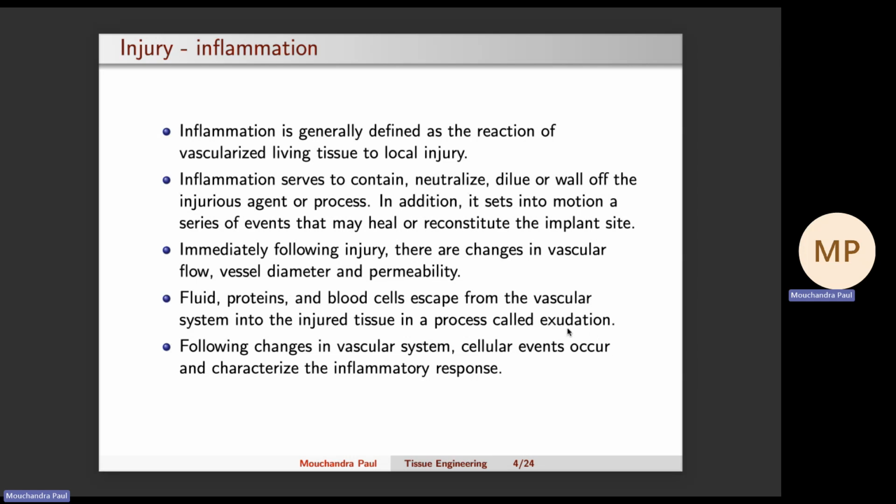So during exudation, due to increased permeability of the endothelial wall, the blood fluid, meaning the serum containing serum proteins, then the blood cells, especially leukocytes, will come to the site of injury. Now, following changes in the vascular system, due to the arrival of these leukocytes, cellular events will start, and that event will characterize, or you can basically measure, that the inflammation has started.